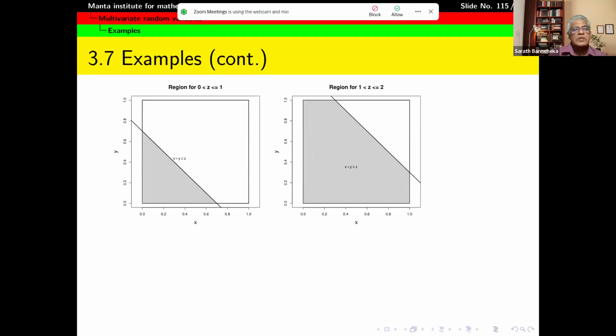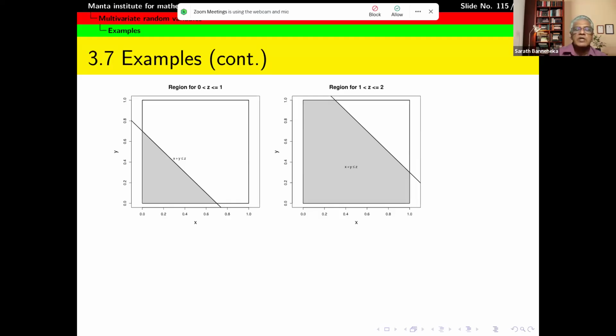If z is less than or equal to 1, then the area given by x plus y less than or equal to z will be like this, until z becomes 1, and then this line will come here. But if z is greater than 1 but less than 2, then the line x plus y equals z will be something like this. Then the area that we are looking at in that case will be this whole area.